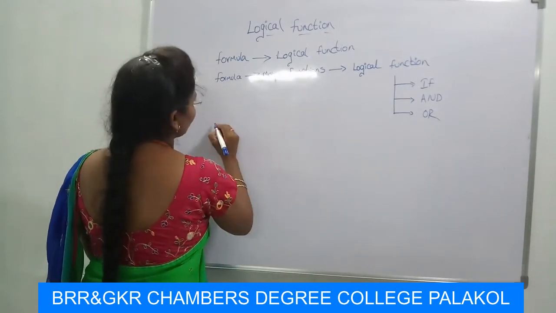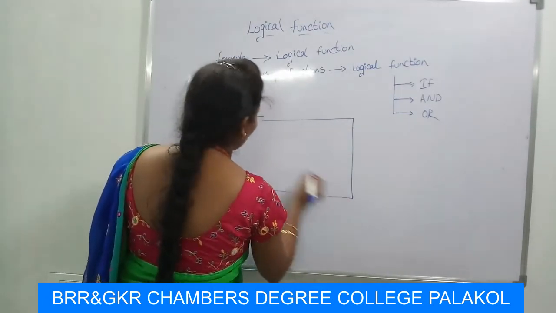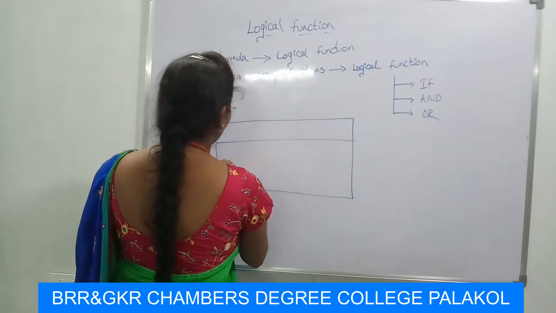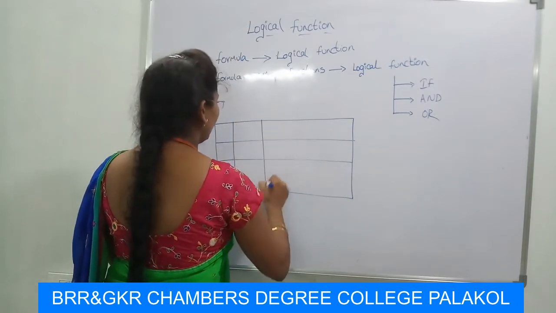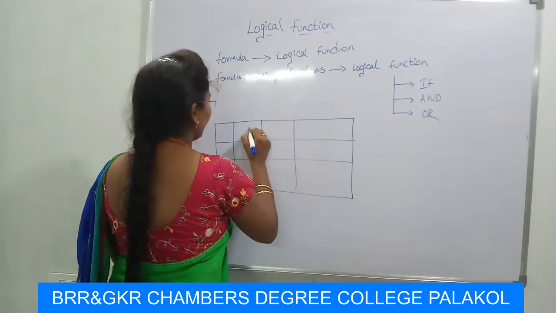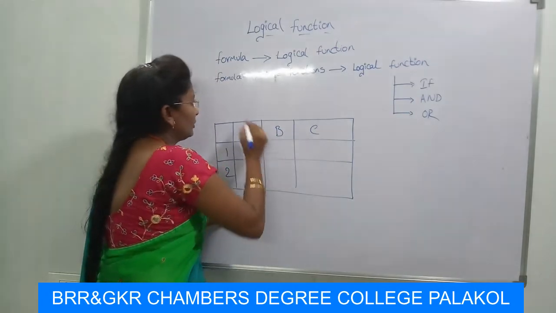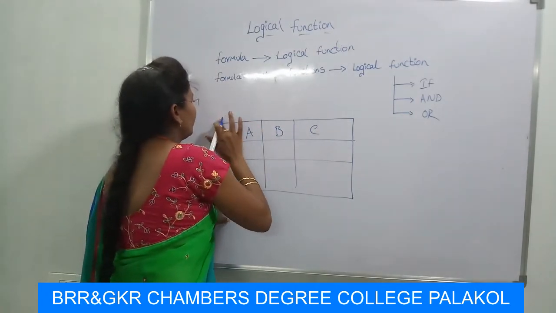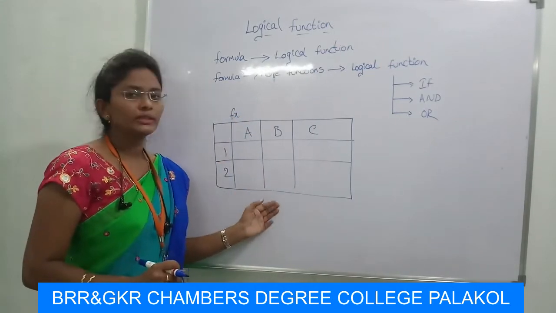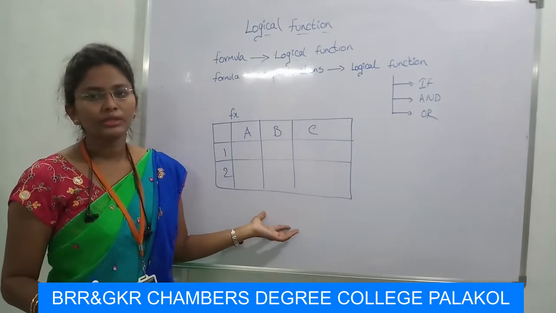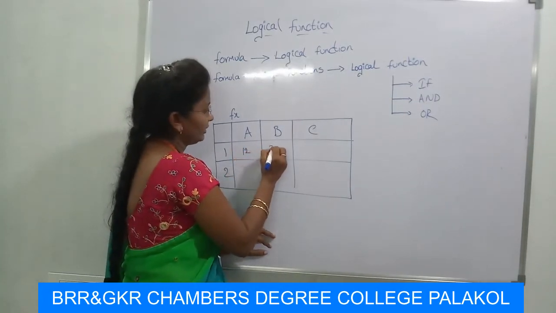Here I am taking the sample Excel sheet A1, A, B, C, row 1 and row 2. I have to enter formula here. In this Excel sheet I have to take some numbers, that is here I am taking the numbers as 12 and 3 in the Excel sheet.